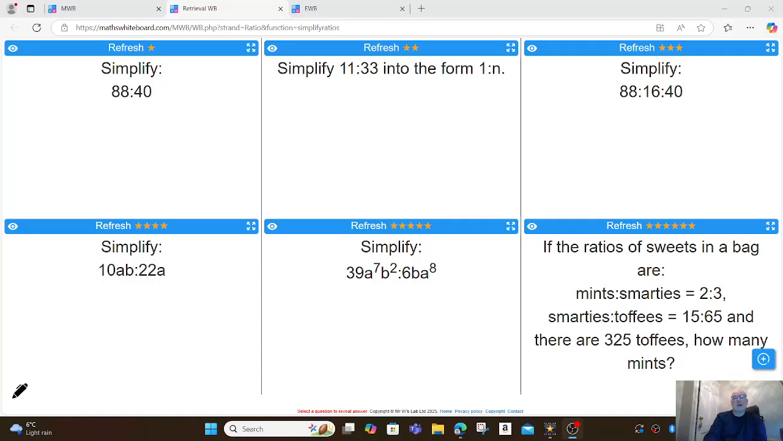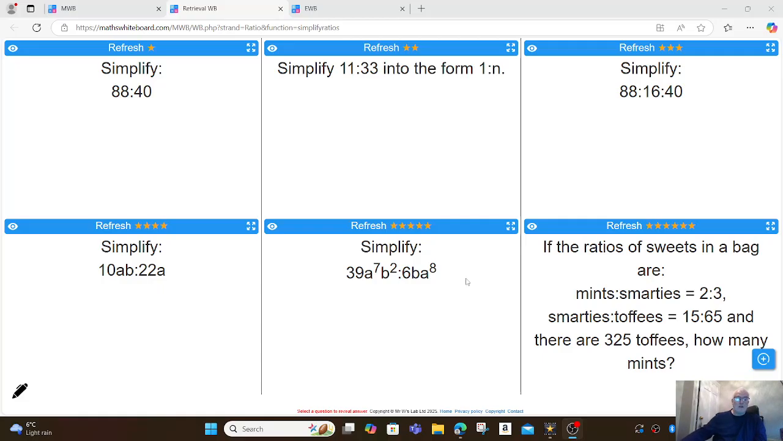If you're unsure, look back in your book. Last week's work will have been on simplifying ratio. Okay, pause the video and have a go for the next 5 minutes writing down the questions and simplifying as best as you can. Okay, let's see how you got on.